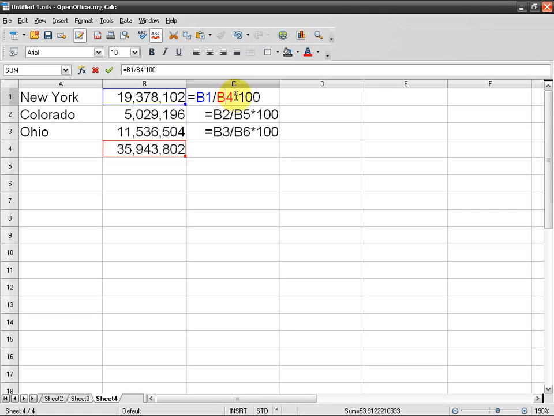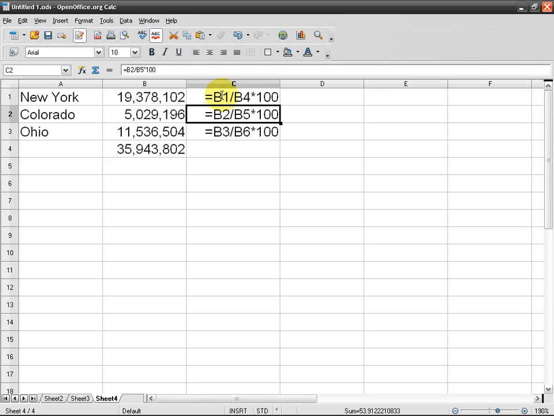Well, I'm in cell C1, the formula is in this cell, and when I say B1 divided by B4, what I'm really saying is take the cell just to the left of where I am. B1 is to the left of C1, and divided by the one 1 to the left and 3 down, and then times 100. So it's relative: the position of the 2 arguments is relative to the location of the formula.